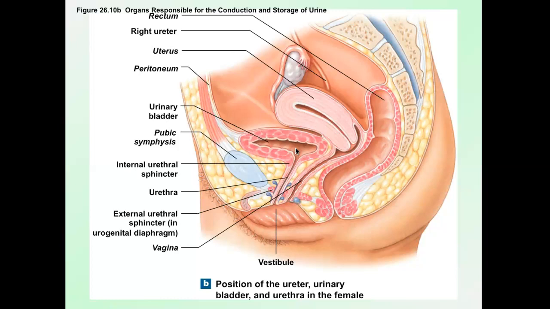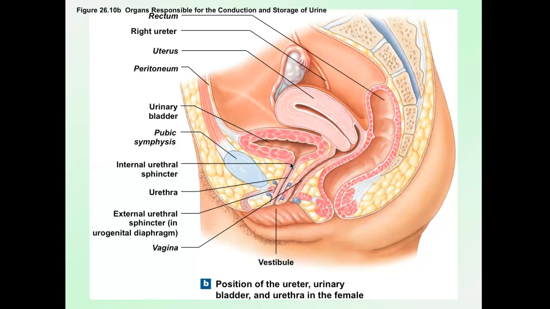Okay, so where's our urogenital diaphragm? Here it is. You see this muscle that goes across like this. This is the urogenital diaphragm. This is skeletal muscle, so this is what you squeeze. So that's why the external urethral sphincter is here, and the internal urethral sphincter is part of the bladder wall.